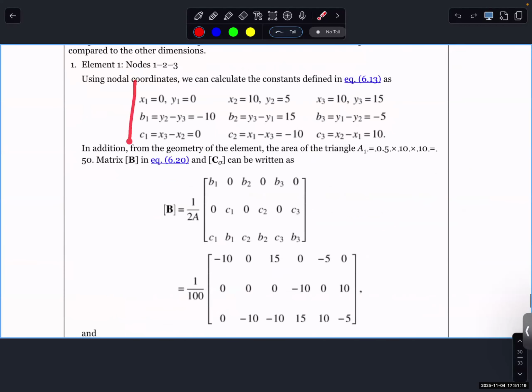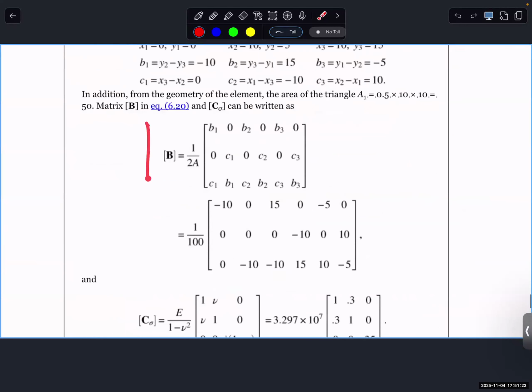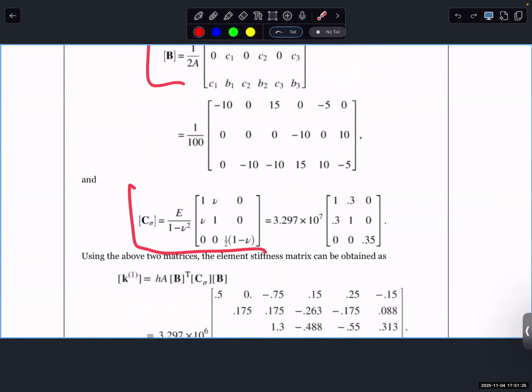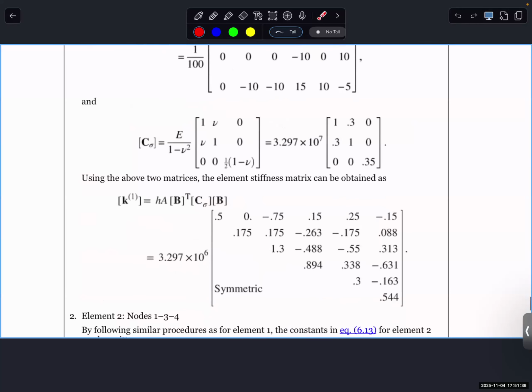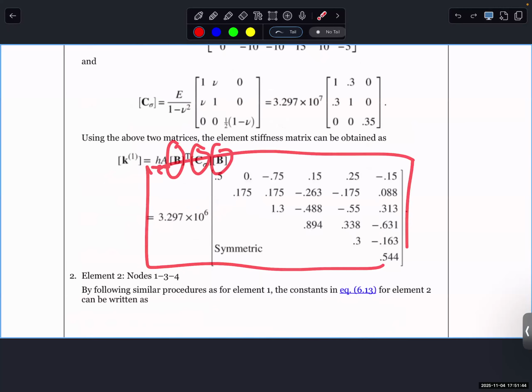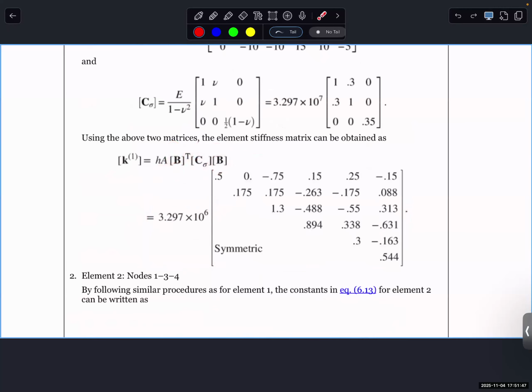So first, based on the coordinates of each node of the triangular element, we have 2 elements here. We calculate the B matrix. The C matrix is the matrix converting the strain to the stress. The B matrix is converting the displacement to strain. So now we have the thickness of the triangular element times the area of the triangular element, B transpose times C times B. We get the stiffness matrix of the one triangular element.